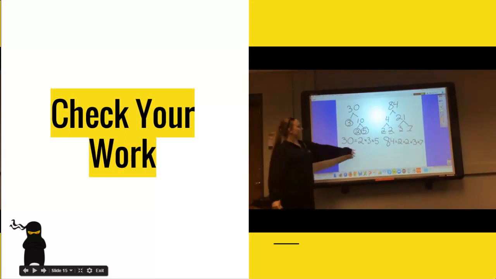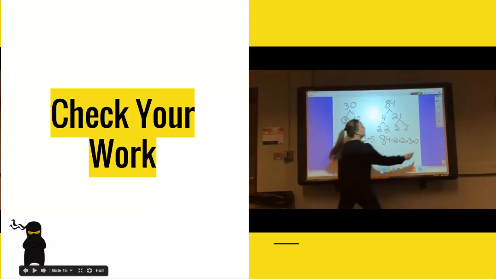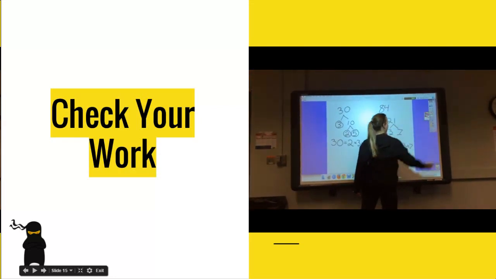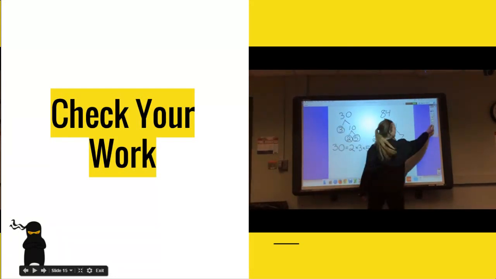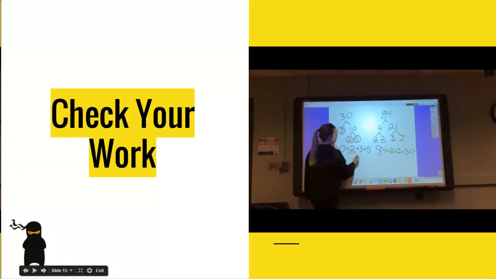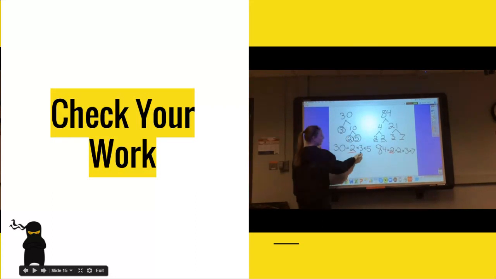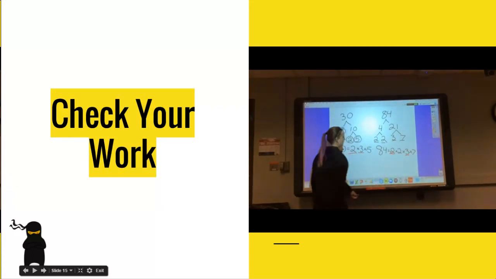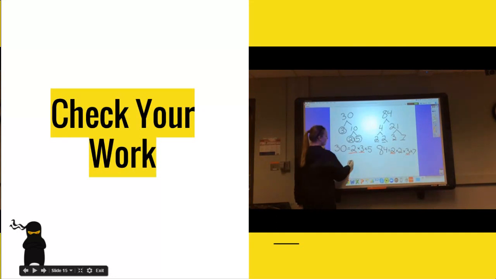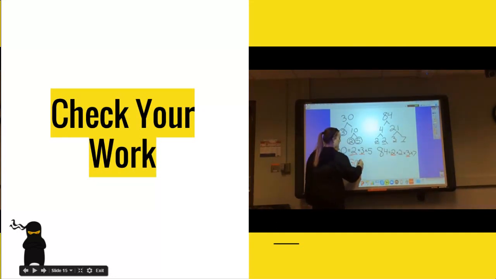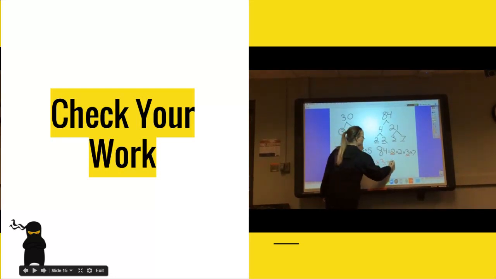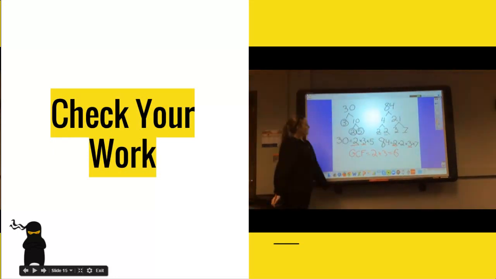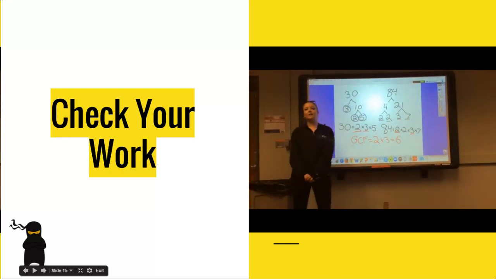So now that I have the prime factorizations of both numbers, let's see what they have in common. I know they both have a 2. I know they both have a 2 here. And I also see they both have a 3. That's all they have in common. So I know the greatest common factor has to be 2 times 3, or 6. So the greatest common factor of 30 and 84 is 6.